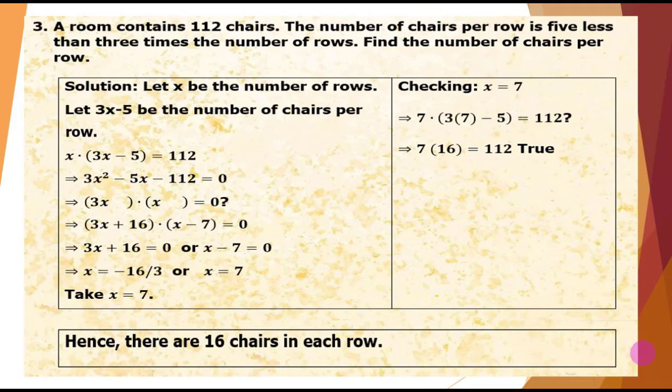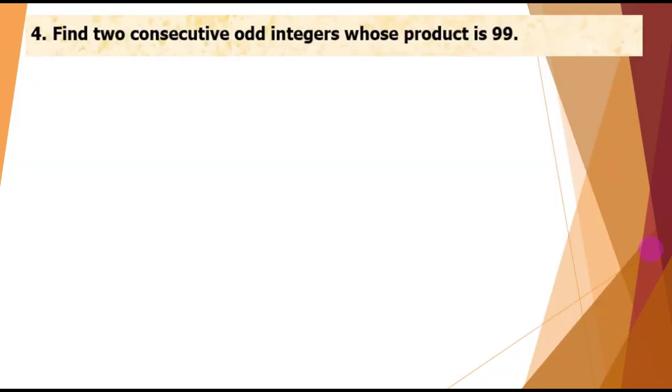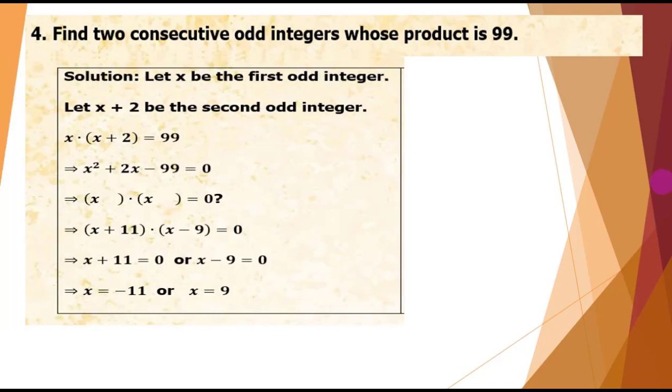For number 4, find 2 consecutive odd integers whose product is 99. For the solution, let x be the first odd integer and x plus 2 be the second odd integer. Why x plus 2? Because it says here 2 consecutive odd integers.